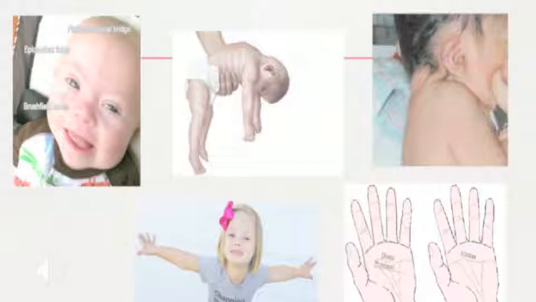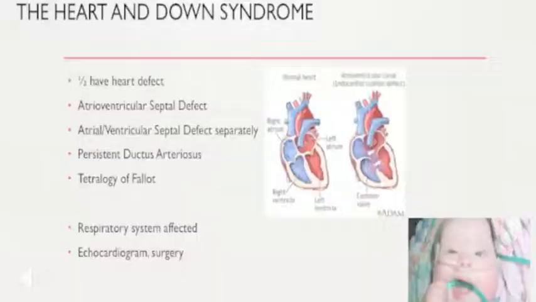Here are some more images of the physical features. So you can see the baby on the left side has the flattened nasal bridge and the upslanting eyes with the epicanthal folds. Next to it, you can see a baby with hypotonia, really relaxed tone. The hand picture shows the simian crease, a crease that goes across the entire palm. And then you can see the neck folds and the extra skin on the back of the neck.